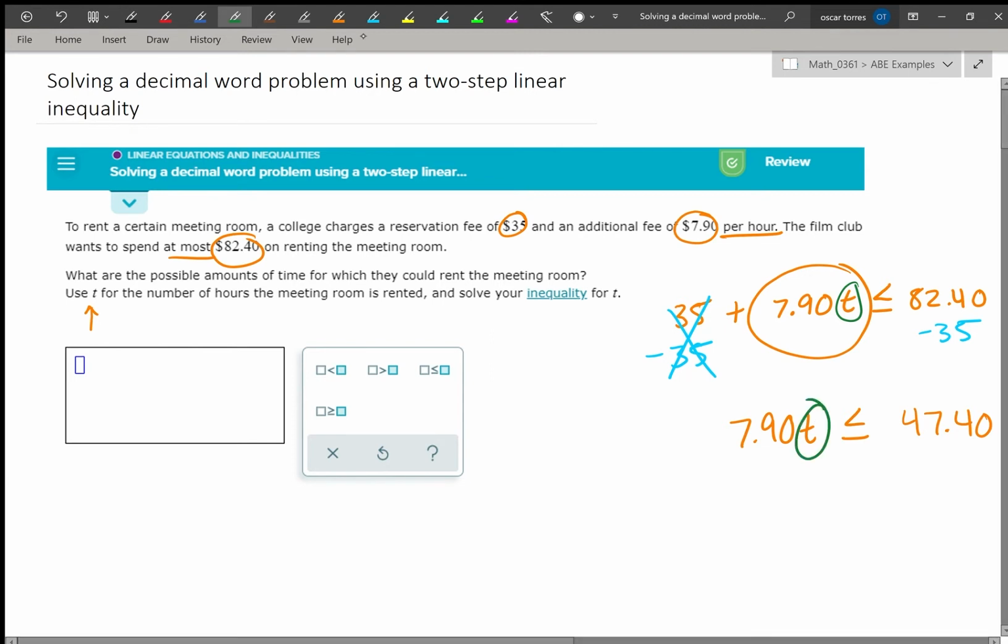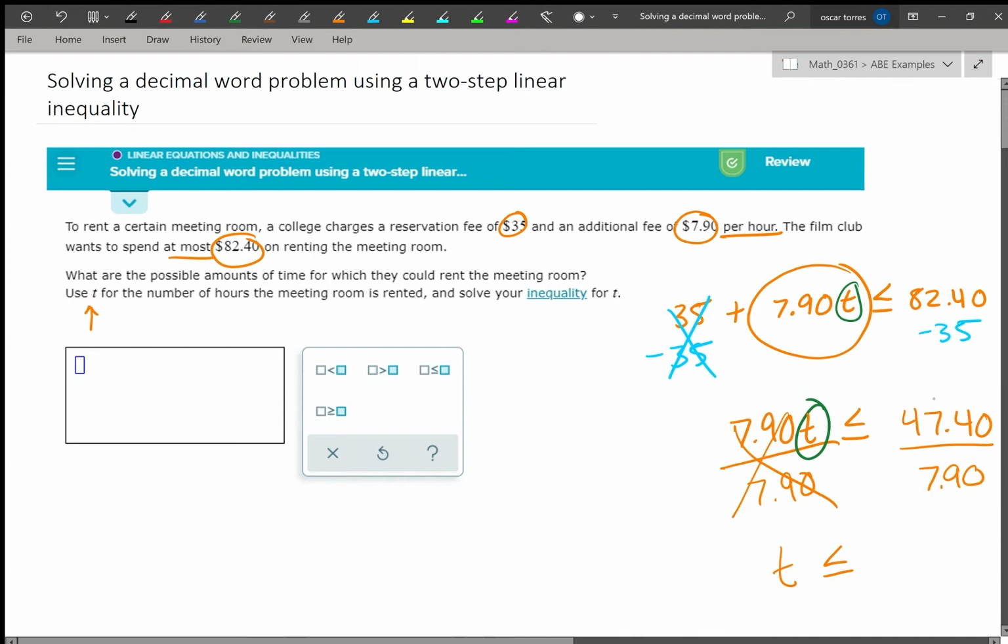Again, our goal is to get t by itself. So here's t. What's happening to t? Well, t is being multiplied by 7.90. So we're going to do the opposite of multiplying by 7.90, which is dividing by 7.90. What I do to one side, I do to the other side. On the left-hand side, the 7.90s go away, and it leaves us with t is less than or equal to.